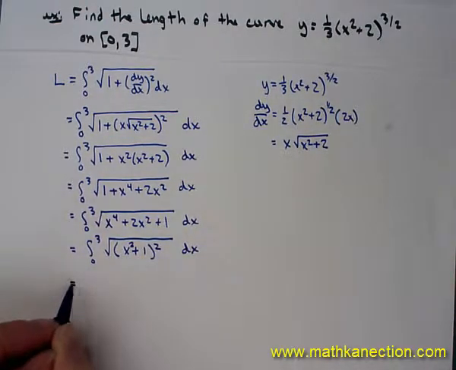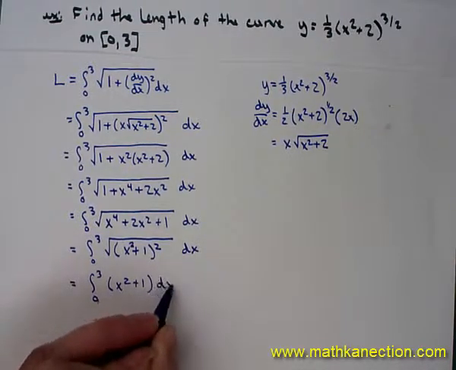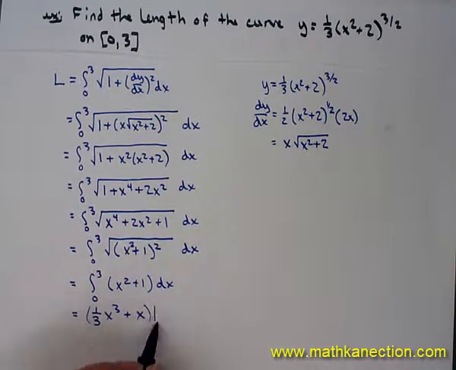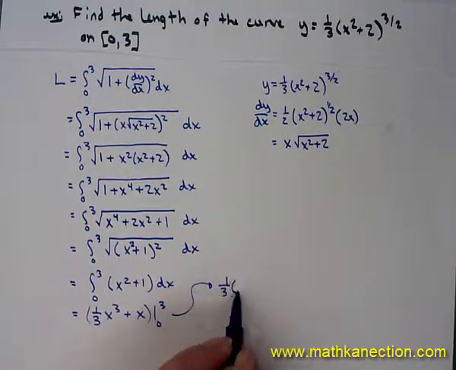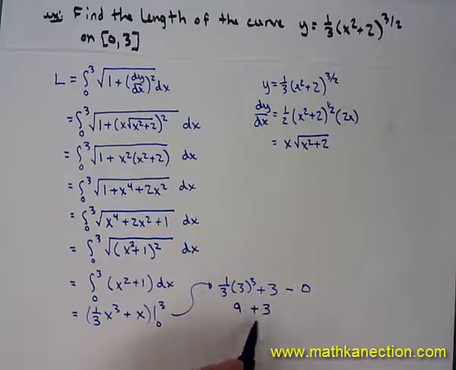The square and the square root will cancel out, so we have the integral from 0 to 3 of x squared plus 1. Then anti-deriving to get 1/3 x cubed plus x from 0 to 3. Then following the fundamental theorem of calculus, replacing in the value of 3 and replacing in the value of 0, then calculating and simplifying to get the answer of 12.